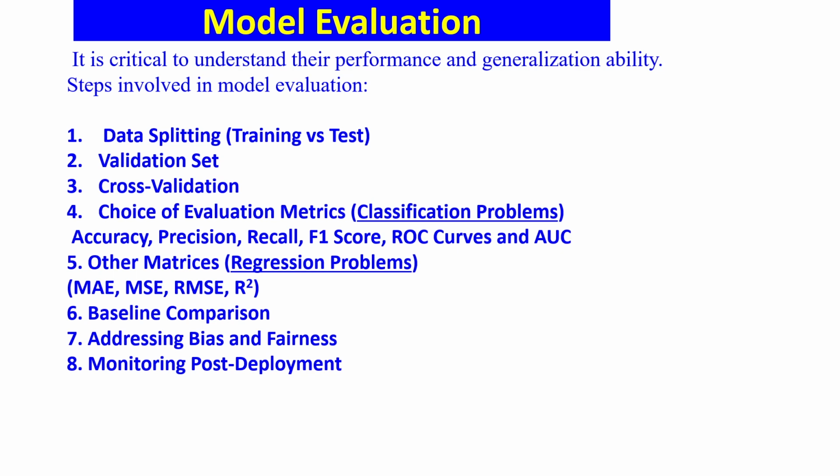Other than that, we can use different evaluation metrics depending on the type of problem. In classification we use accuracy, precision, recall, F1 score, ROC and AUC, and for regression we can use parameters like MAE, MSE, RMSE, R square, and some more. We can always use baseline comparison, comparing predictions of the model with some other baseline models. And at the end, we also need to address the biases and the fairness of the predictions.